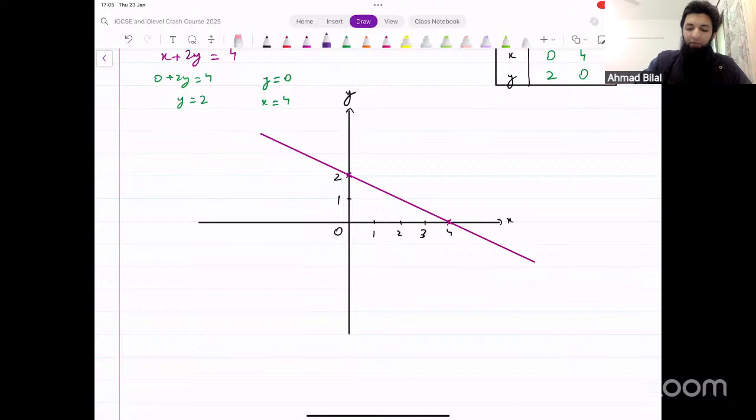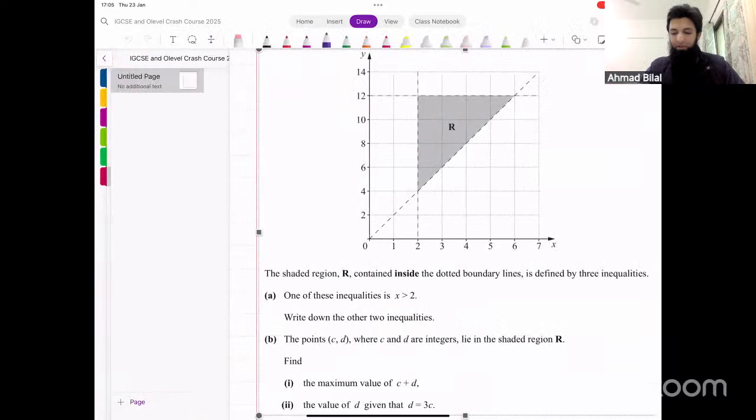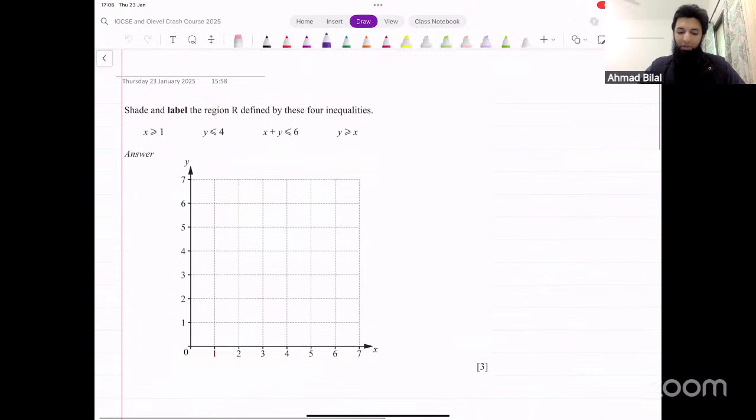When we have x equal to something, remember that's a vertical line. When we have y equal to something, that's a horizontal line. Okay, now keeping that in mind, you sometimes have to shade regions on a graph based on some inequalities that they give.